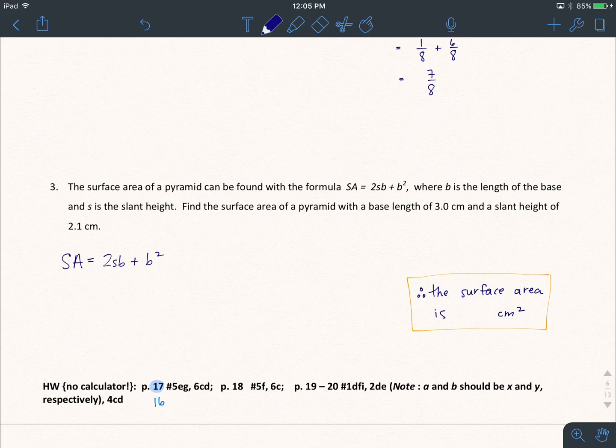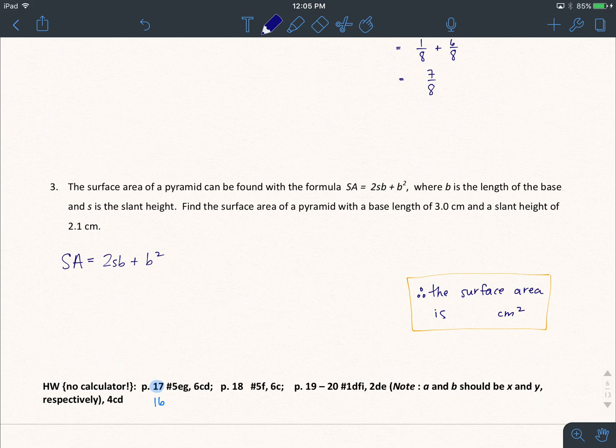This is a word problem. It says the surface area of a pyramid can be found with the formula surface area equals 2sb plus b squared, where b is the length of the base and s is the slant height. Find the surface area of a pyramid with a base length of 3 and a slant height of 2.1.